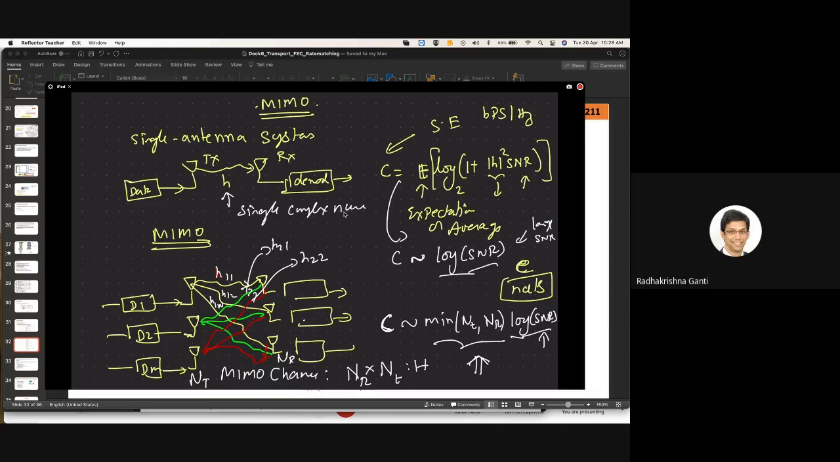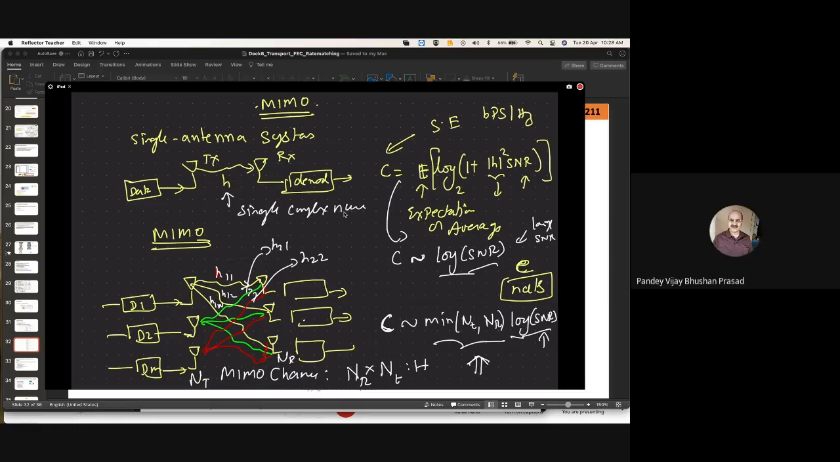Fine. So the question, of course, the whole challenge of MIMO is how do you remove this interference? We'll see a few techniques now. Suppose you're able to do that, you can immediately see that your capacity scales like this. C is equal to minimum of NT, NR times log SNR. Agreed?